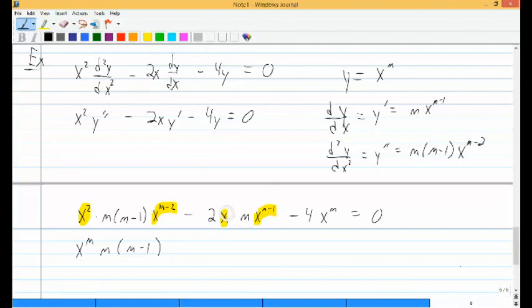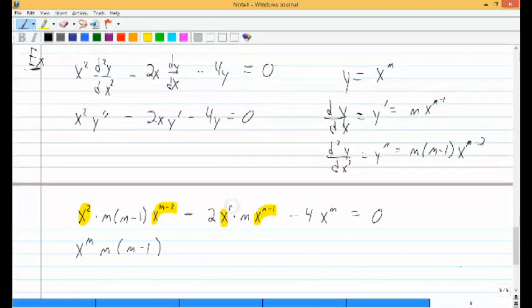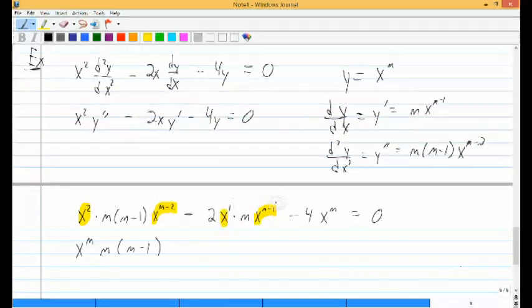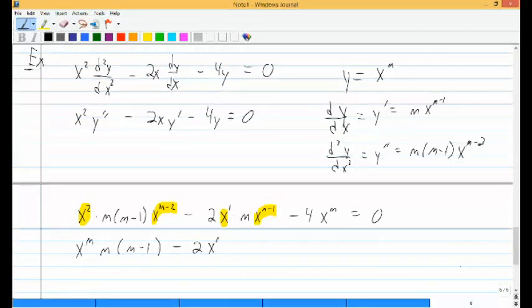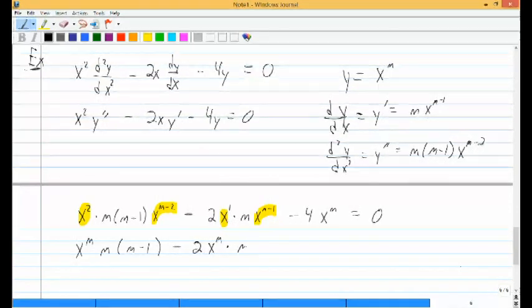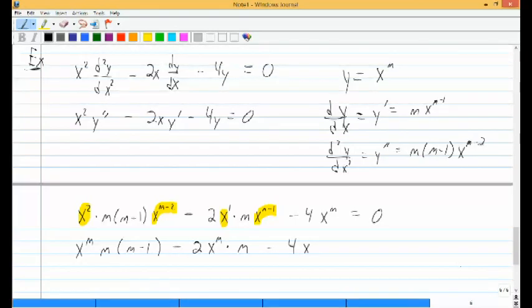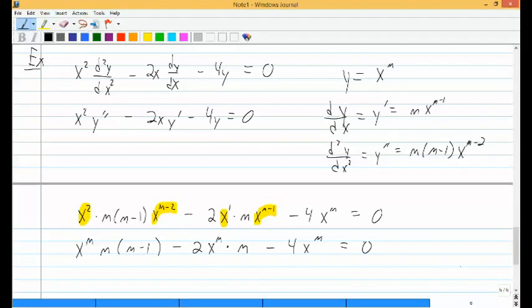Alright, let's do the same thing here. We have x to the first. We have x to the m minus 1. Add the powers, and that leaves just x to the m times m. And then there's no other x term with the last term, so we leave it just like that.